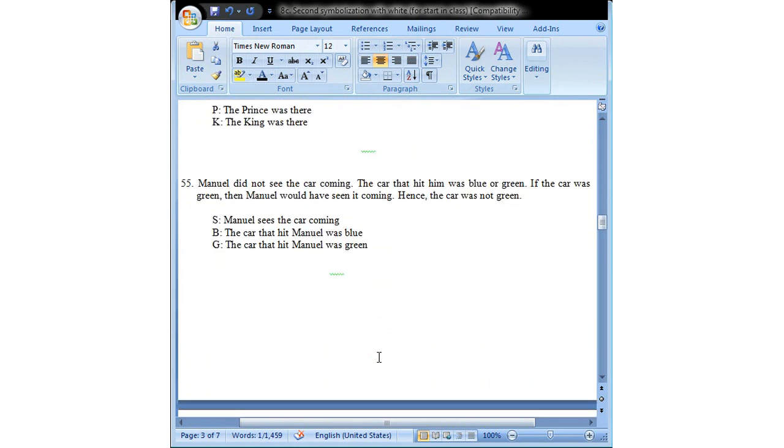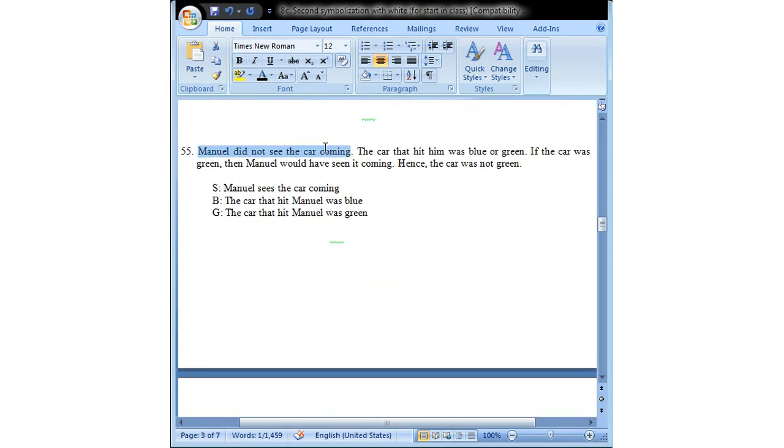Let's have some fun. Manuel did not see the car coming. The car that hit him was blue or green. If the car was green, then Manuel would have seen it coming. Hence, the car was not green.